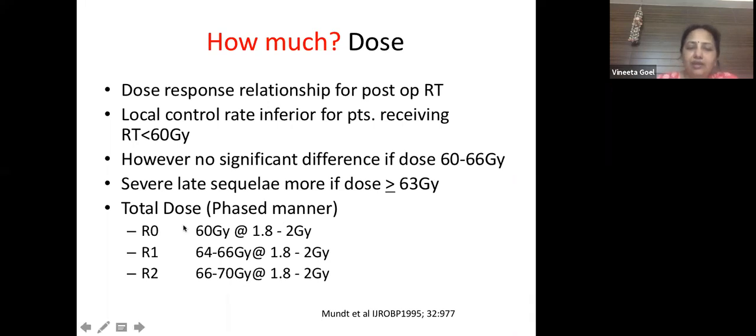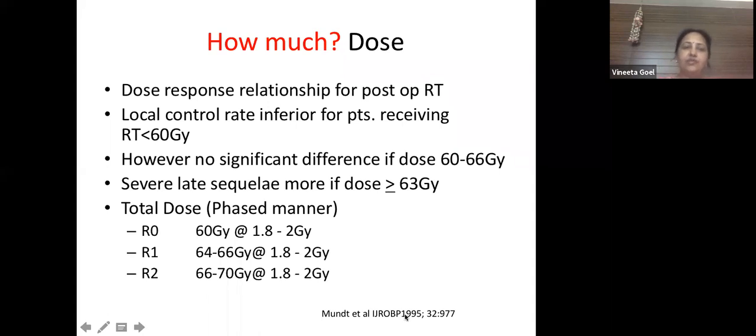So in a phased manner, the total dose recommended postoperatively is 60 gray for an R0 resection. For R1, it is 64 to 66 gray. And for R2, it is 66 to 70 gray. Now, this recommendation came from the Munn paper in 1995.